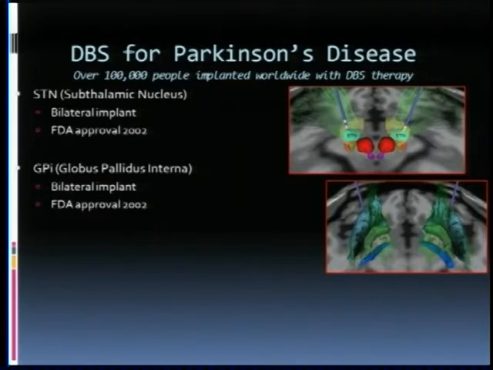They are both deep structures within the brain, down below the thalamus. One is on the inside of a structure called the internal capsule, that's the STN, and one is on the outside of the internal capsule, that's called the GPI. So I'm going to move over to the screen and just show you some different reference points in the brain.